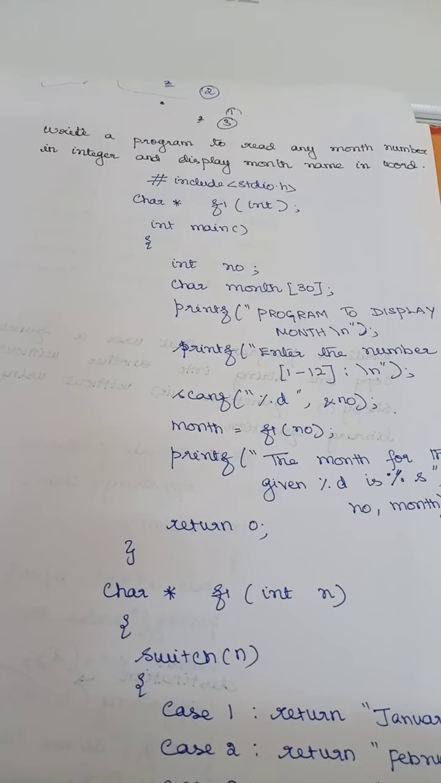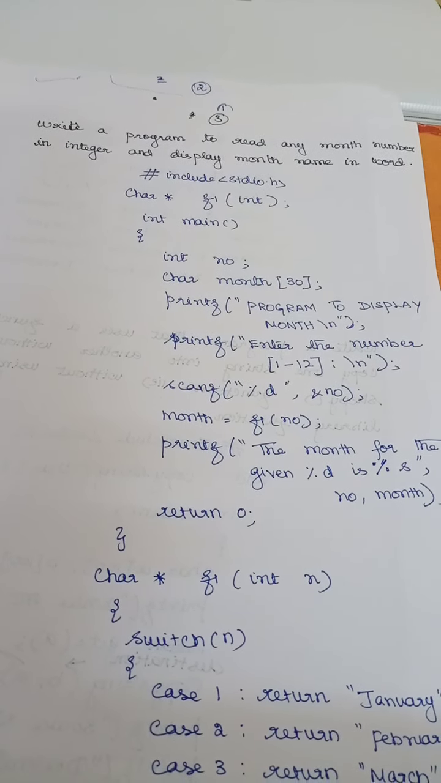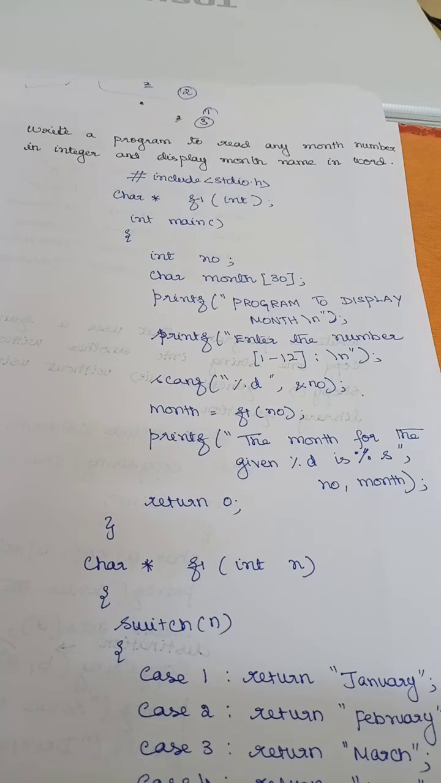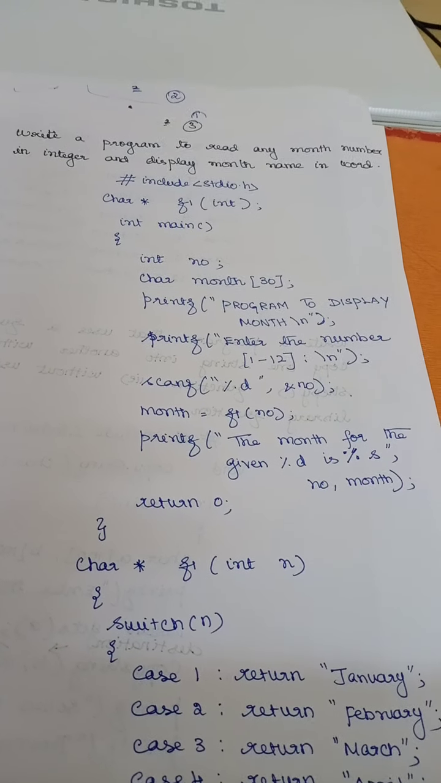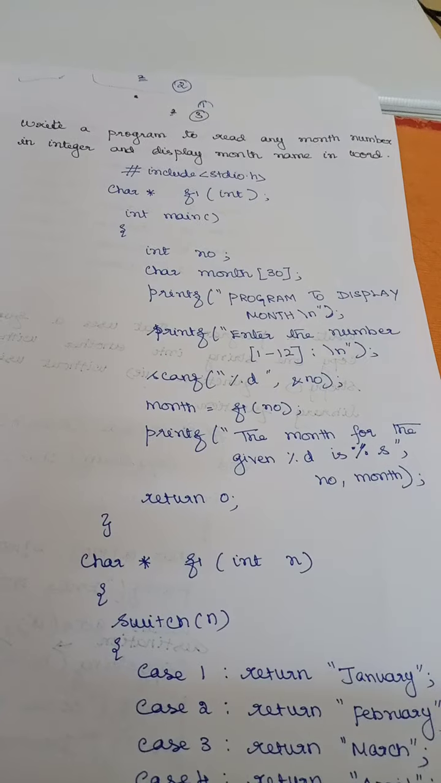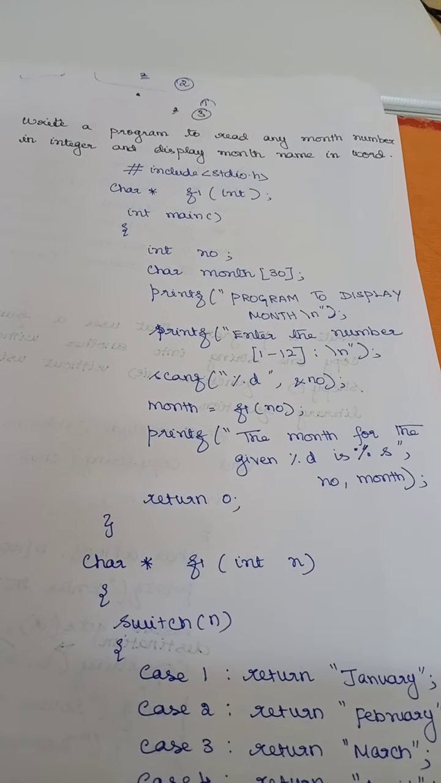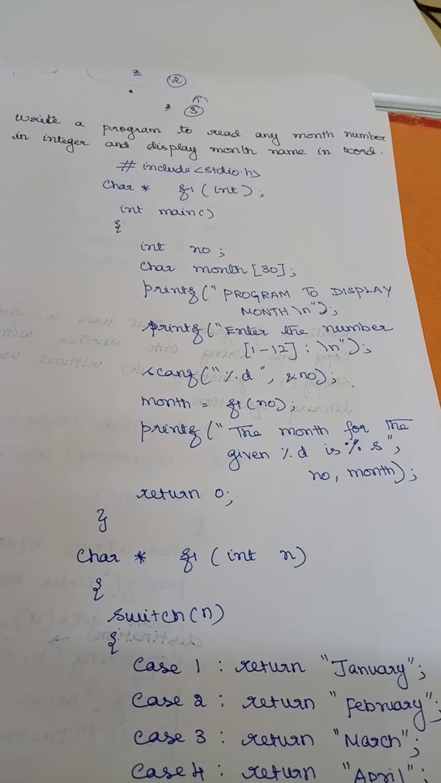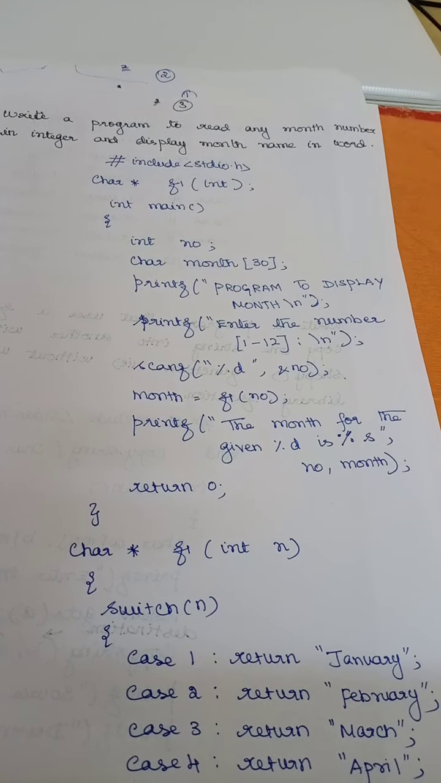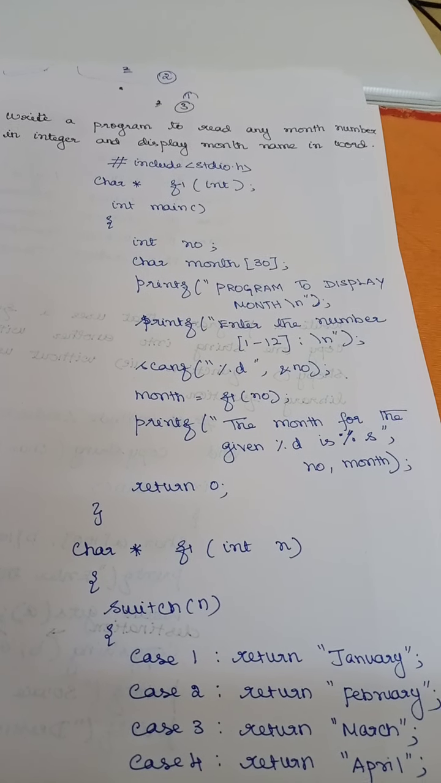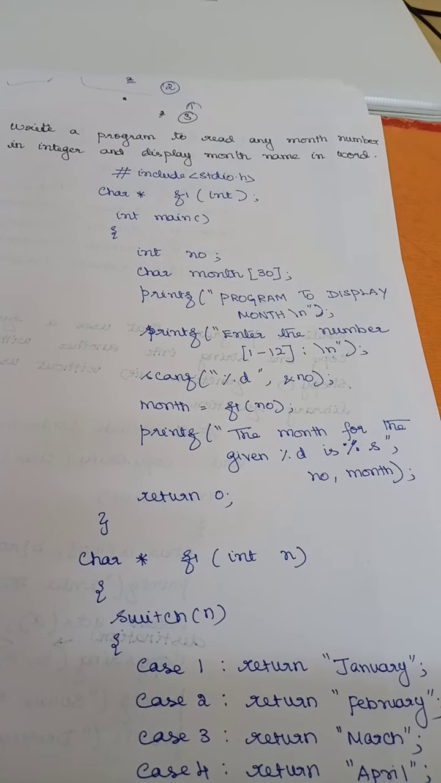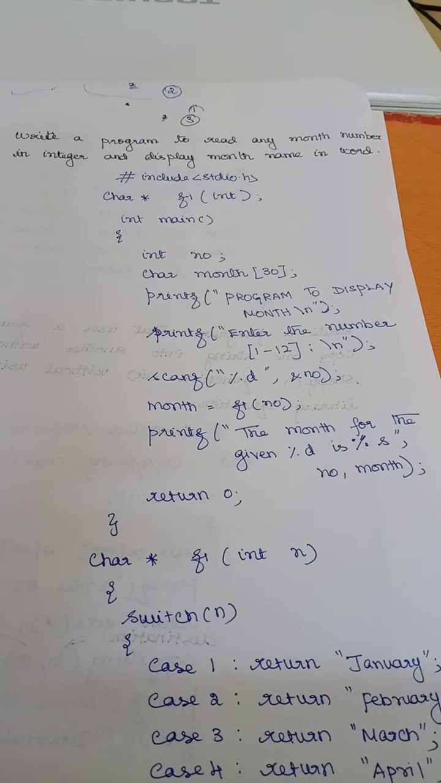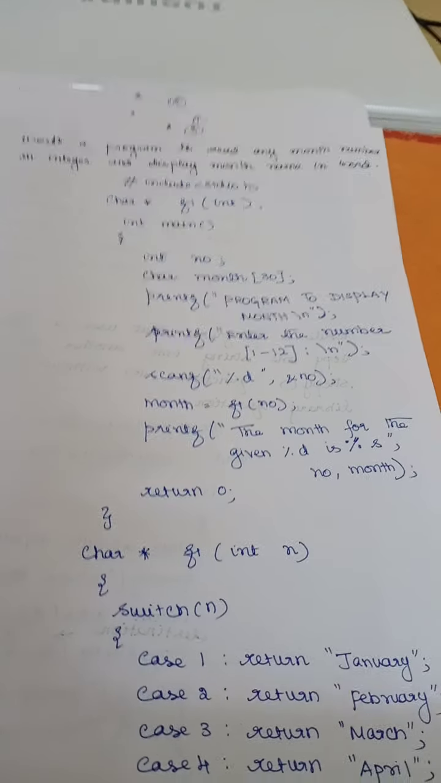Write a program to read any month number in integer and display the month name in words. What is the meaning of it? If I give the input as 5, then I need to print the month as May. If I give the input as 1, I need to print the month as January. If the number is going to be 8, then I need to print it as August. Is that clear? So this you can do with an easy switch case. The same thing we can do using a function. So now we will see how to do it with a function.